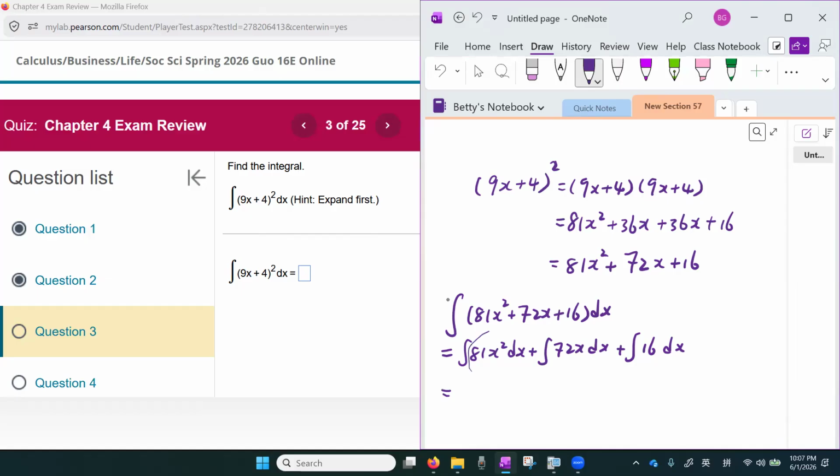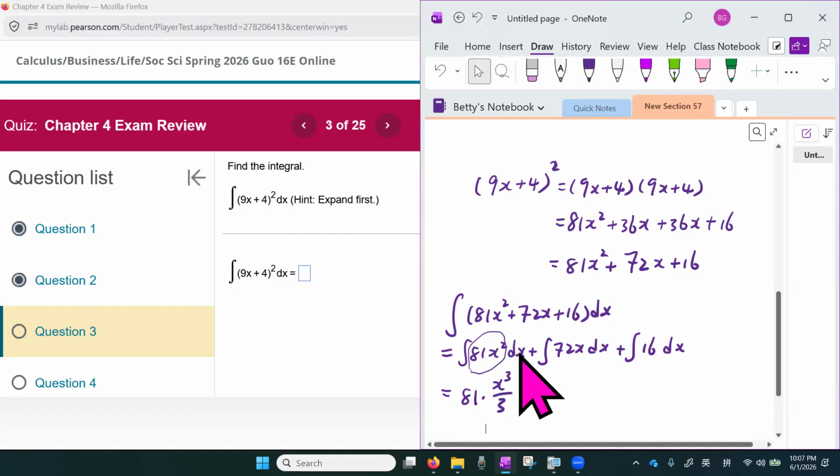The antiderivative of 81x squared is 81x cubed over 3. All right, you remember the formula, right? Raise the power up by 1, from 2 to 3. You add 1 to 2, you get a 3. And then divide that by n plus 1. So the antiderivative of x squared is x cubed over 3. I hope you already know the formula.